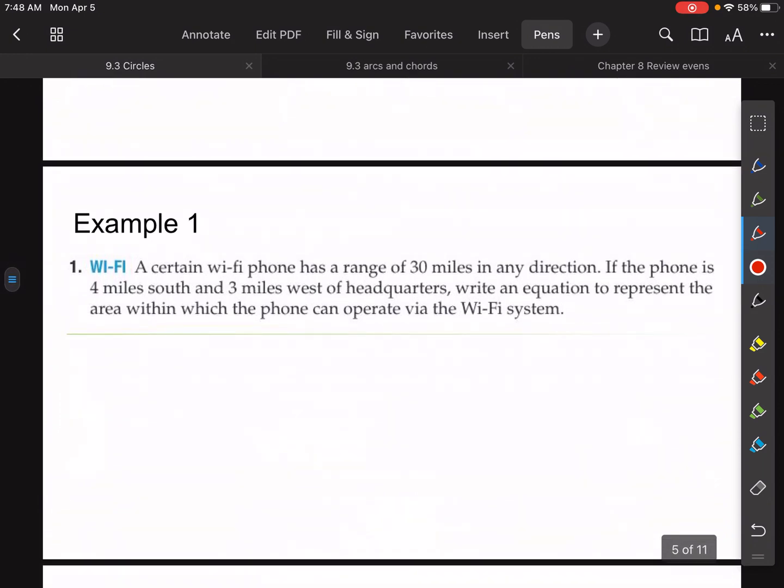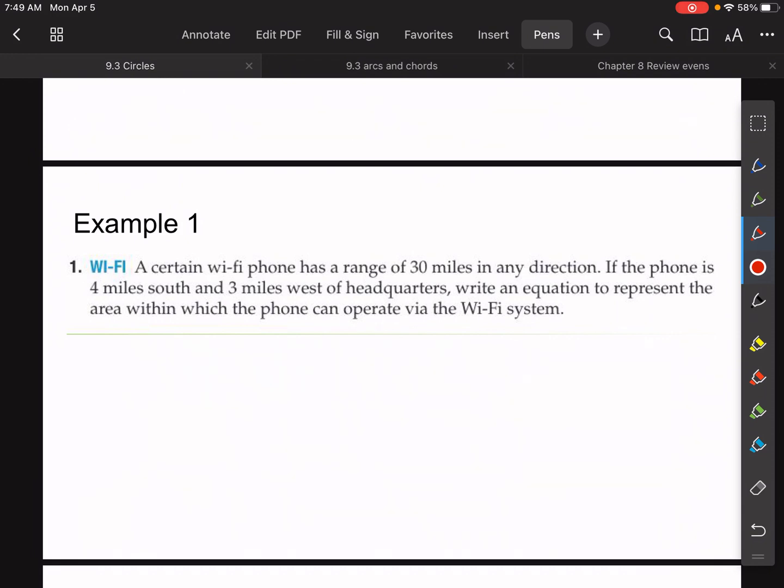So this is example 1. It says a certain Wi-Fi phone has a range of 30 miles in any direction. If the phone is 4 miles south and 3 miles west of headquarters, write an equation to represent the area within which the phone can operate via the Wi-Fi system.